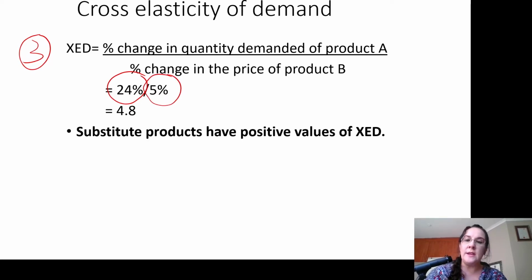So if I take 24% divided by 5%, it's going to give me a value of 4.8. And this is a positive value. Why I'm saying this: what happened to quantity demanded for margarine? It went up. What happened to the price of butter? It went up. So a plus divided by a plus gives me a plus.